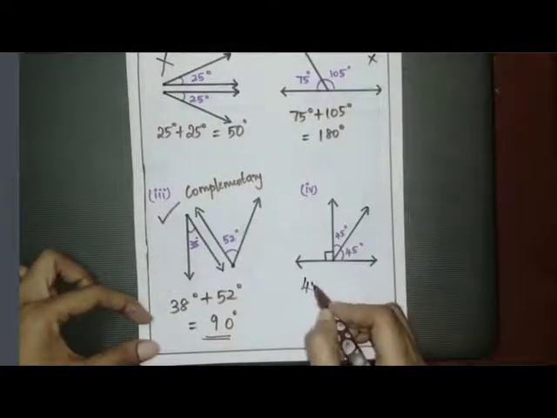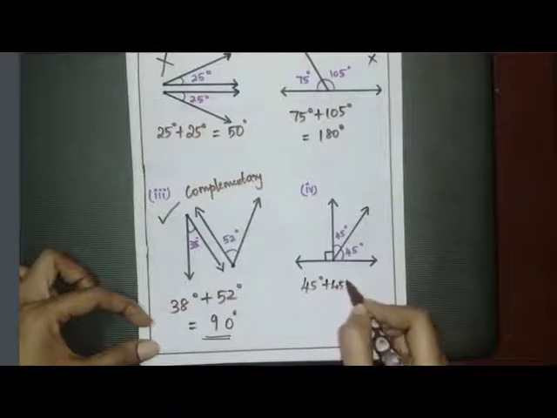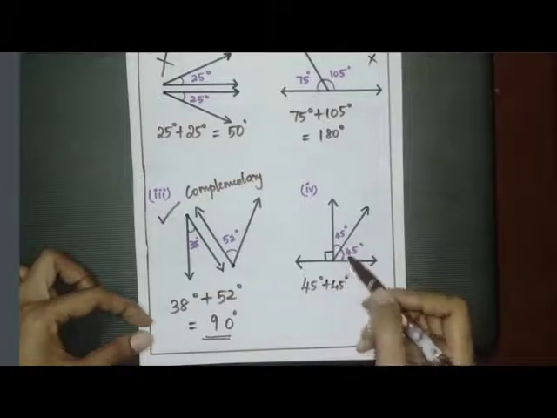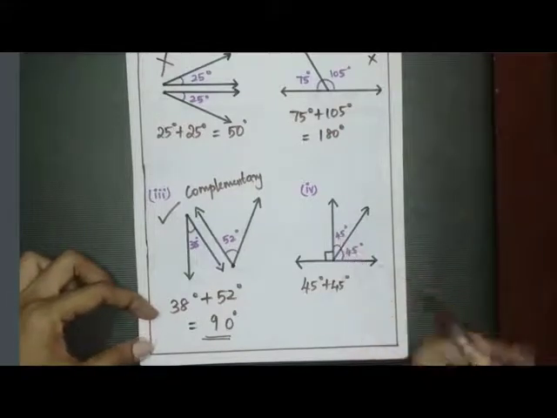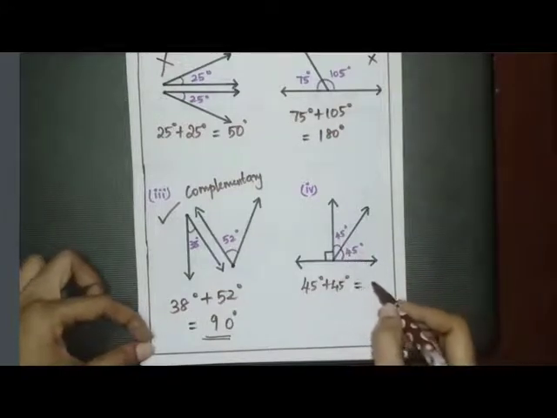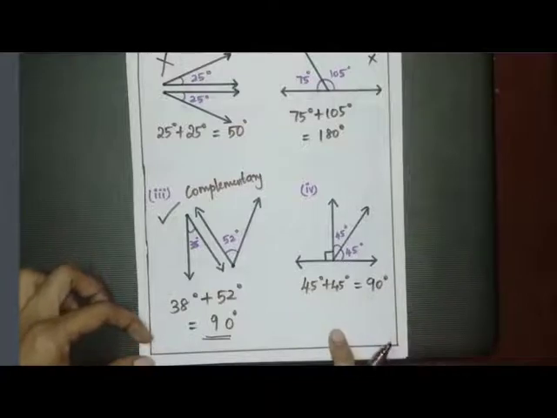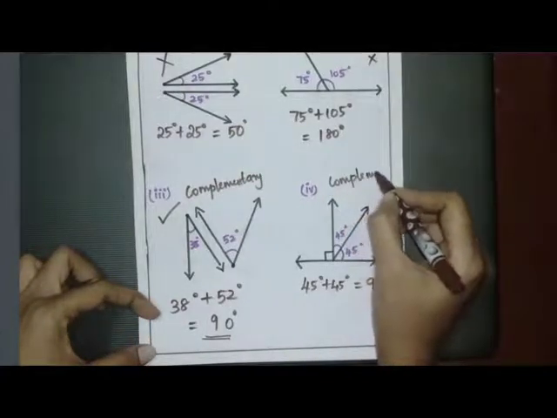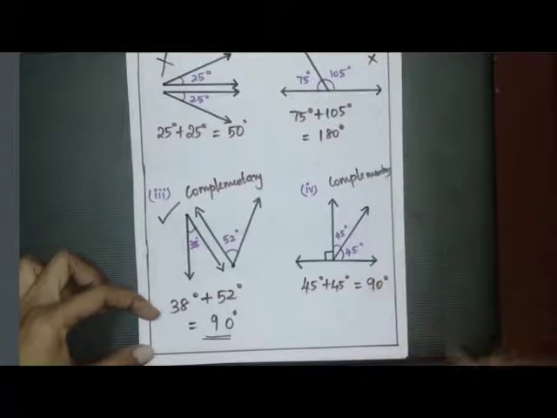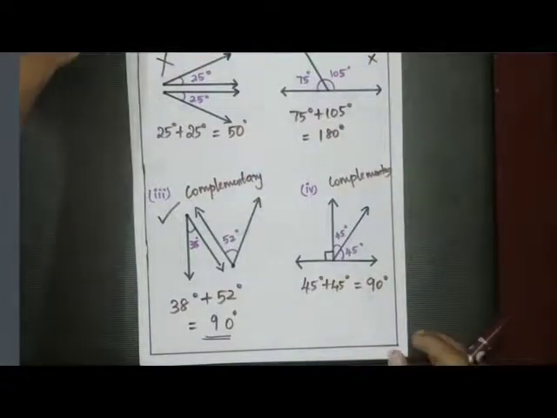45 degrees plus 45 degrees. In the picture yourself you can identify this one is complementary. 45 plus 45, yes, 90 degrees. So this pair is complementary. Is it clear? Move on to the next problem.